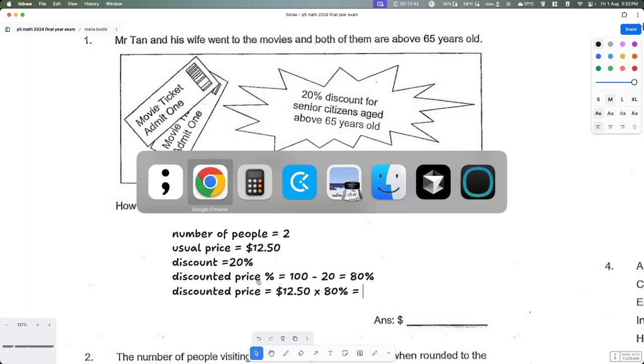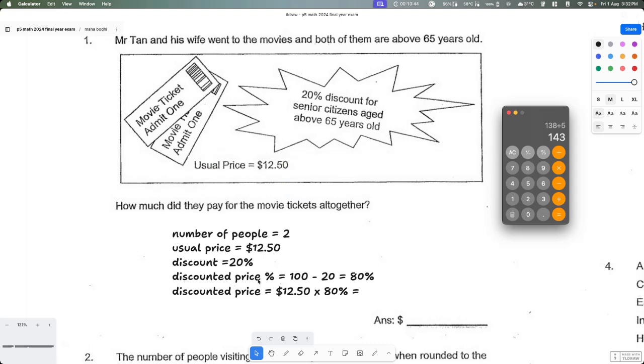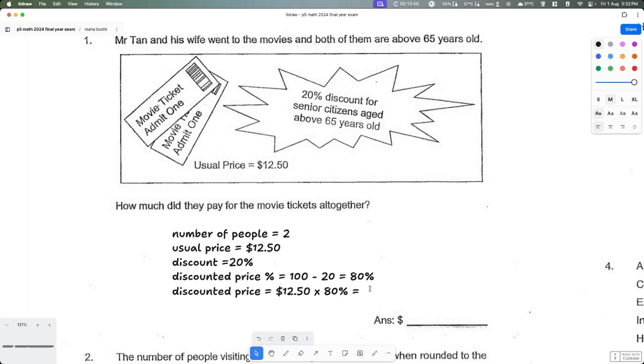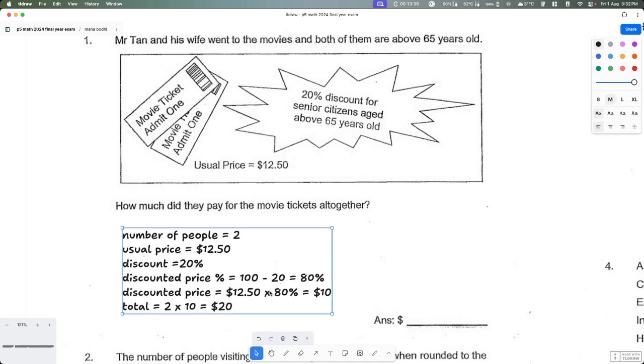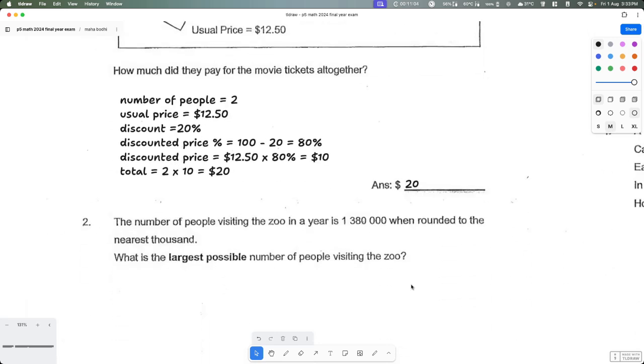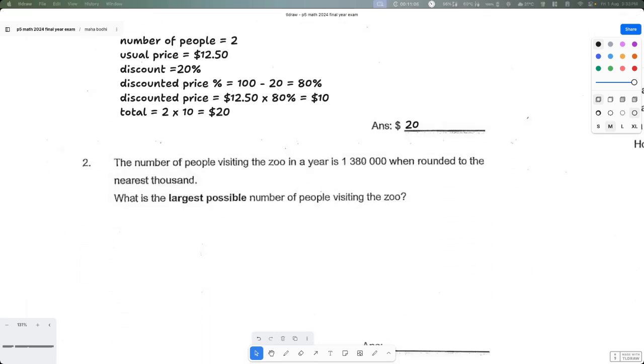Okay, and then we can use our handy dandy calculator. 12.5 multiplied by 80%. This will give us $10. So the total will be 2 times 10, which is $20. All right, that's it. So we have $20. I'll just put 20 just beside. All right, let's move on to question number 2.